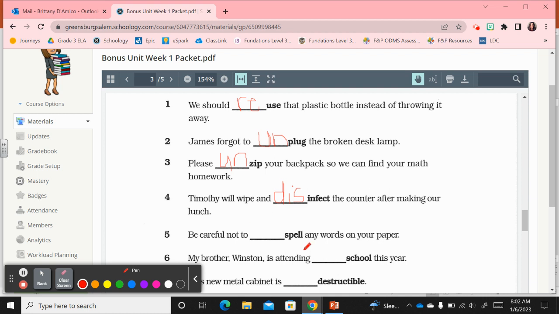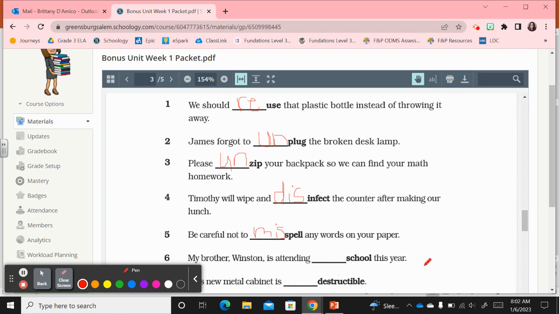Number 5, be careful not to blank spell any words on your paper. It means to spell things wrong. Which one means wrongly? Look up above. Yeah, misspell. And this is just M-I-S for the prefix. Good job.